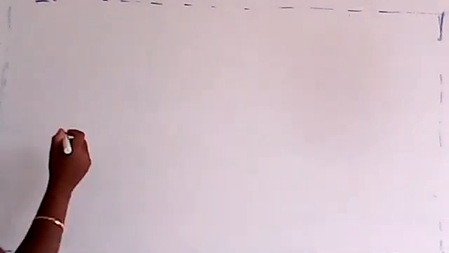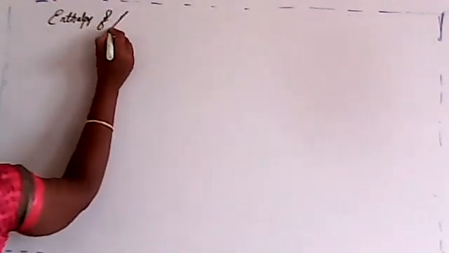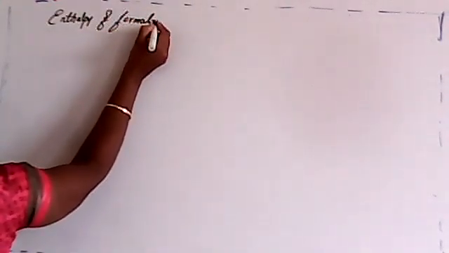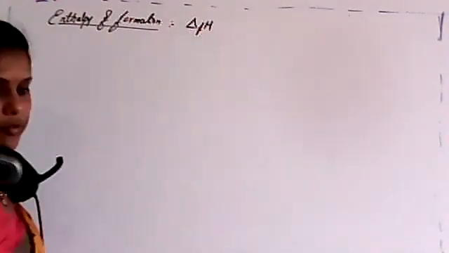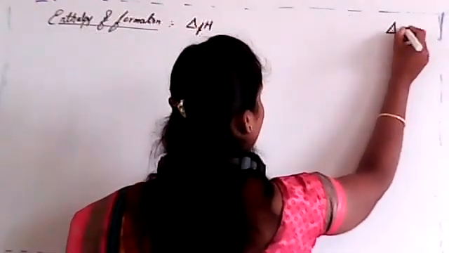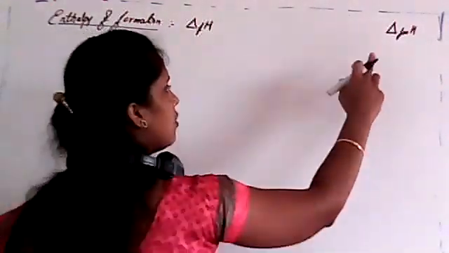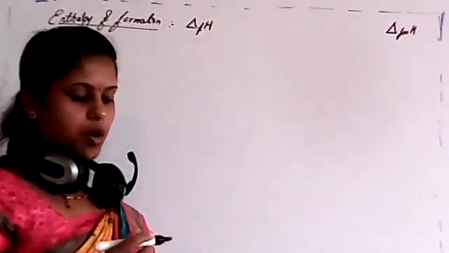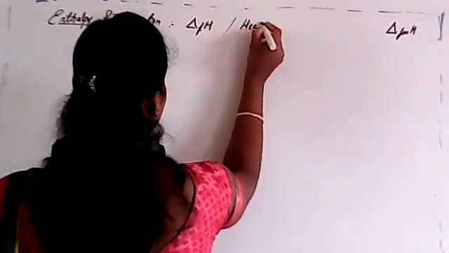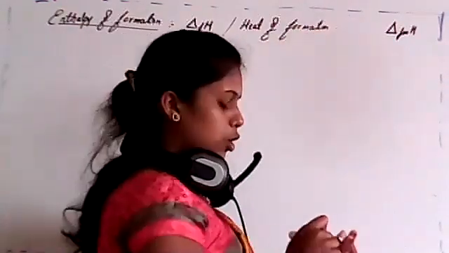First one is enthalpy of formation. Enthalpy of formation is shown with F, whereas fusion is ΔfusH. Clear? F is for formation, FUS for fusion. Don't confuse them. F is for enthalpy of formation, or simply we can call it heat of formation. Any idea, student, what is heat of formation?